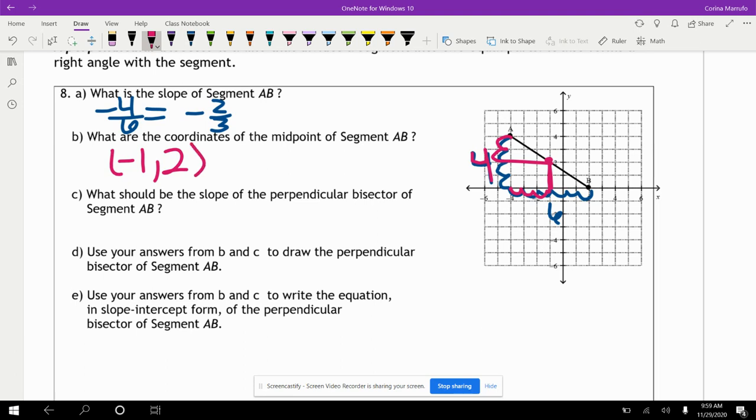Then it says, what should be the slope of the perpendicular bisector of segment AB? So if we're making a perpendicular slope to this one here, a perpendicular slope would be positive because that one's negative, and then we flip over the fraction, it would be 3 over 2. Then it says, use your answer from B and C to draw the perpendicular bisector of segment AB. So I'm going from this midpoint, I'm going to go up 1, 2, 3, and to the right, 1, 2. And there is our point.